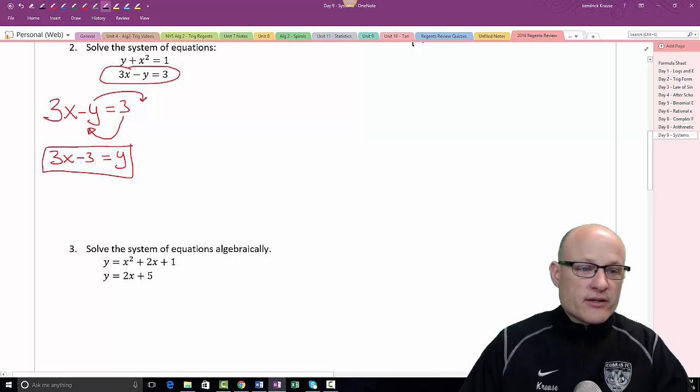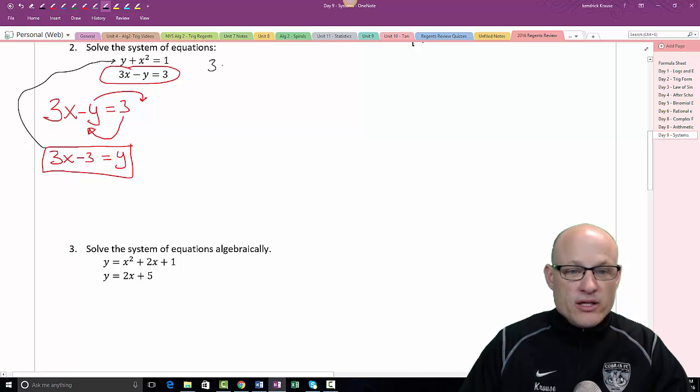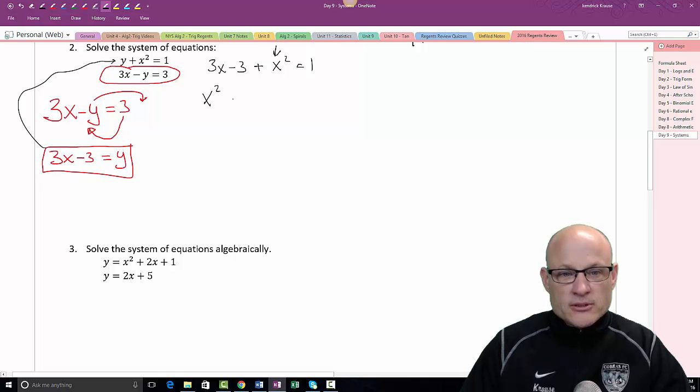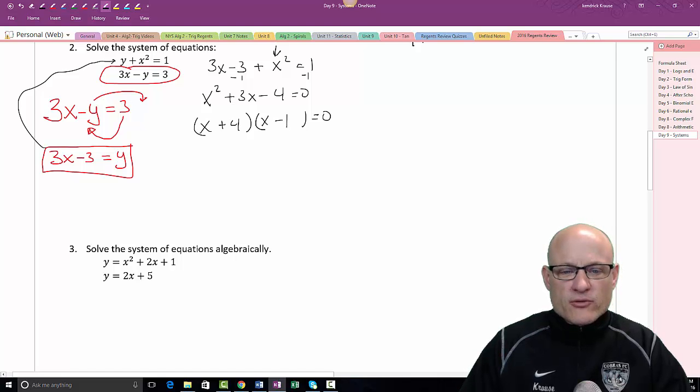Now we're going to take this and plug it in here for y. So what I end up with is 3x minus 3 plus x squared equals 1. Since my x squared is positive, we're going to leave everything on this side of the equation. You always want your x squared to be positive, and we're going to put it first. Plus 3x minus 3, we're going to subtract 1, so I get minus 4 equals 0. The factoring is a joke. Did I pick all easy equations? These are all easy. x plus 4, x minus 1, x equals negative 4, x equals positive 1.